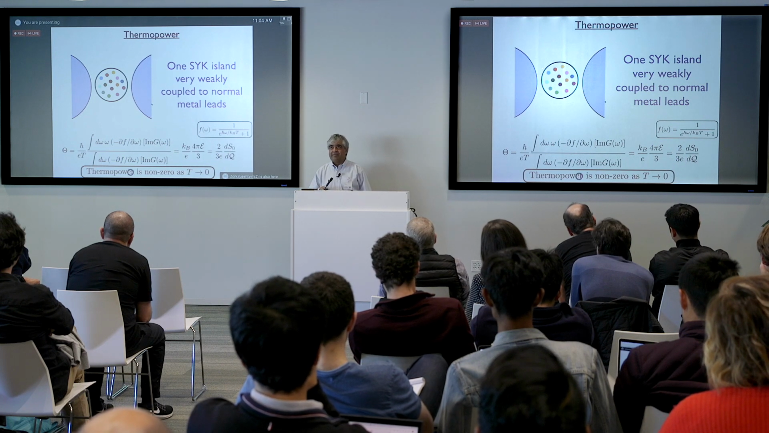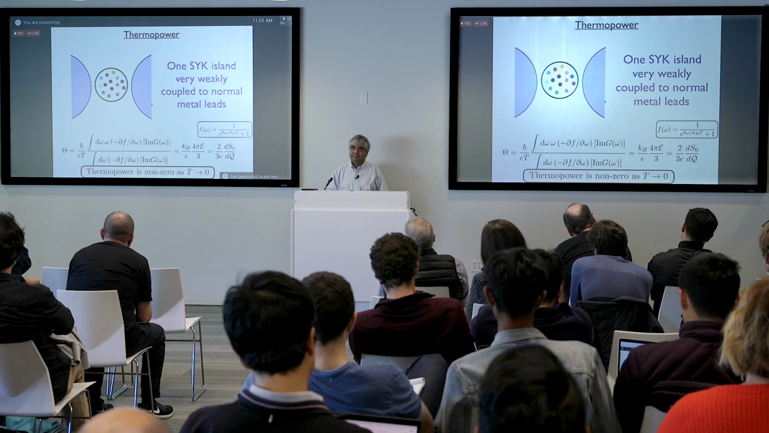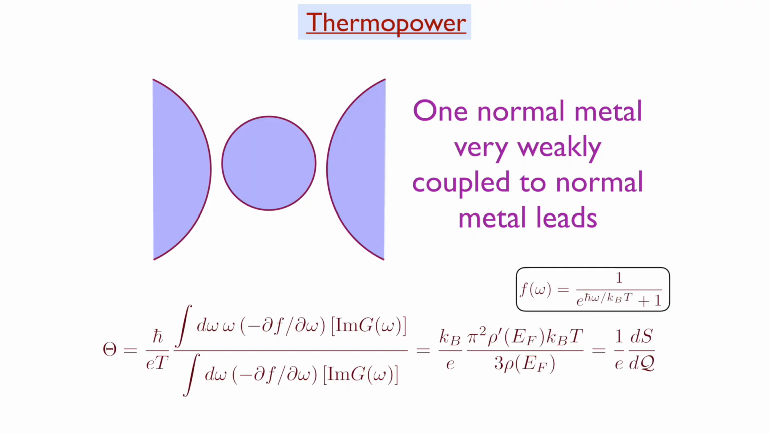So what you really have to measure in this configuration is the thermal power that's non-zero as temperature goes to 0. If you did this for an ordinary metal with one particle hopping, you can just do the calculation. It's still dS/dQ, but now because the entropy vanishes as temperature goes to 0, this will vanish as temperature goes to 0. Okay, so that's all just basic and fun solid-state physics.